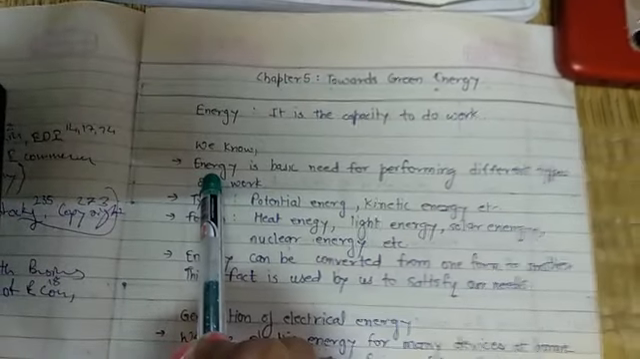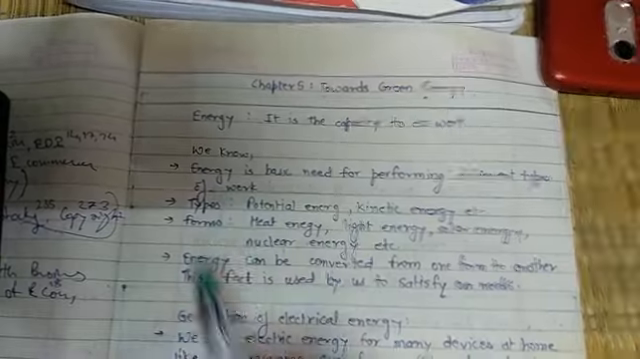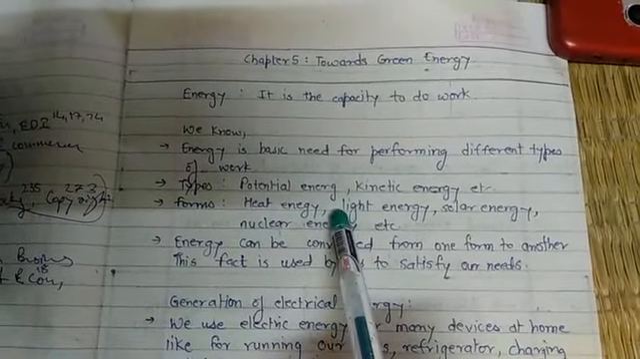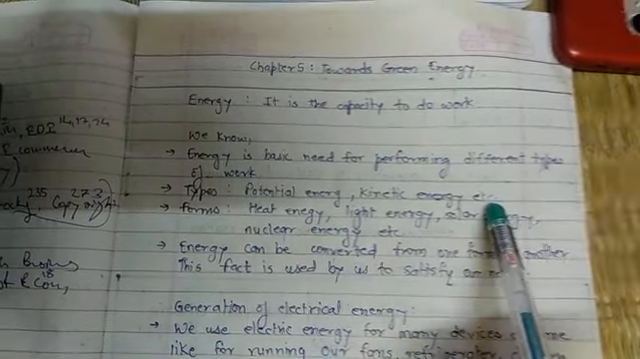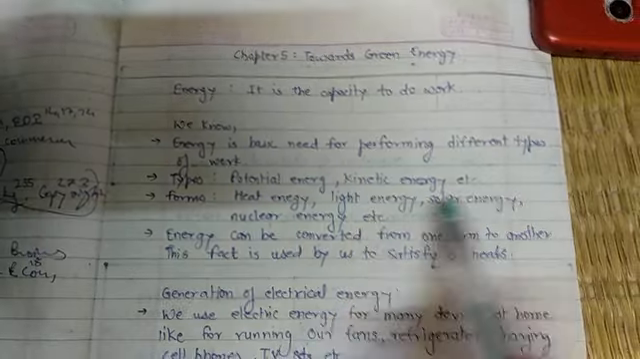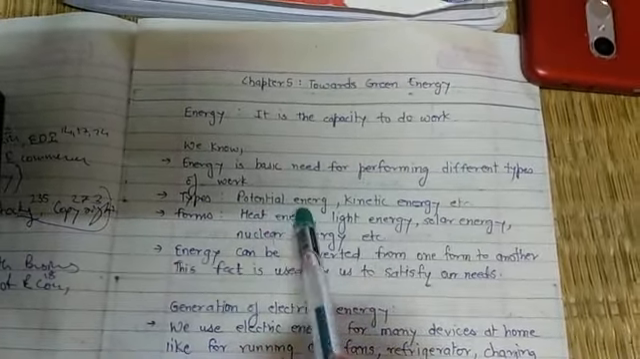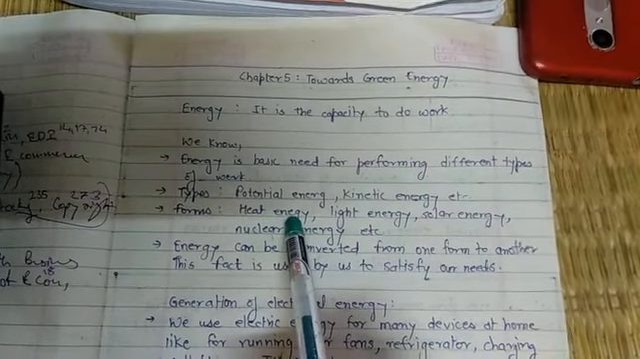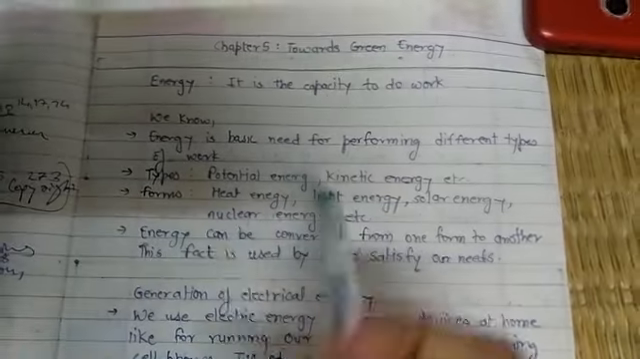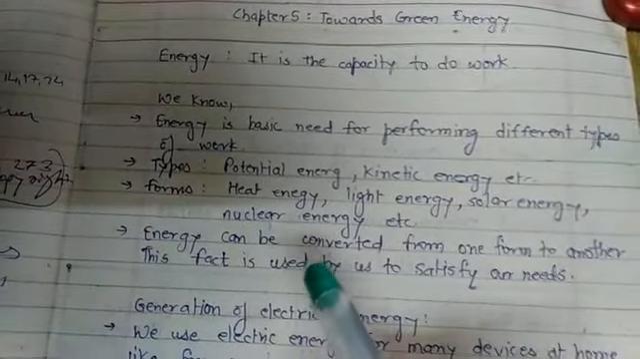First, energy is a basic need for performing different types of work. We have different types of energy: potential energy, kinetic energy, etc. Forms: heat energy, light energy, solar energy, nuclear energy, etc. Now, if I give you an example, heat energy is used to heat our food, to heat the water that we use to take a bath.